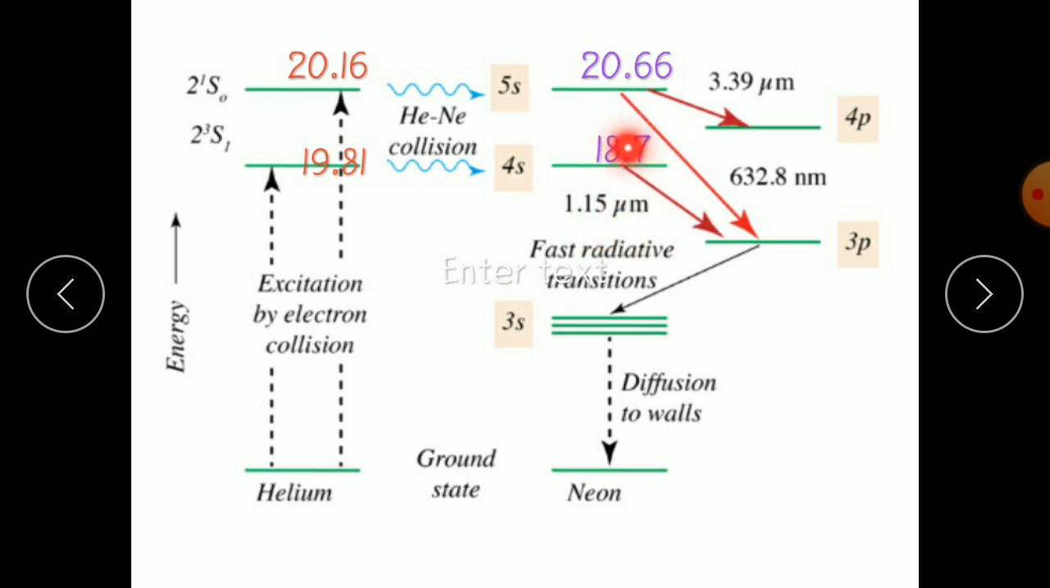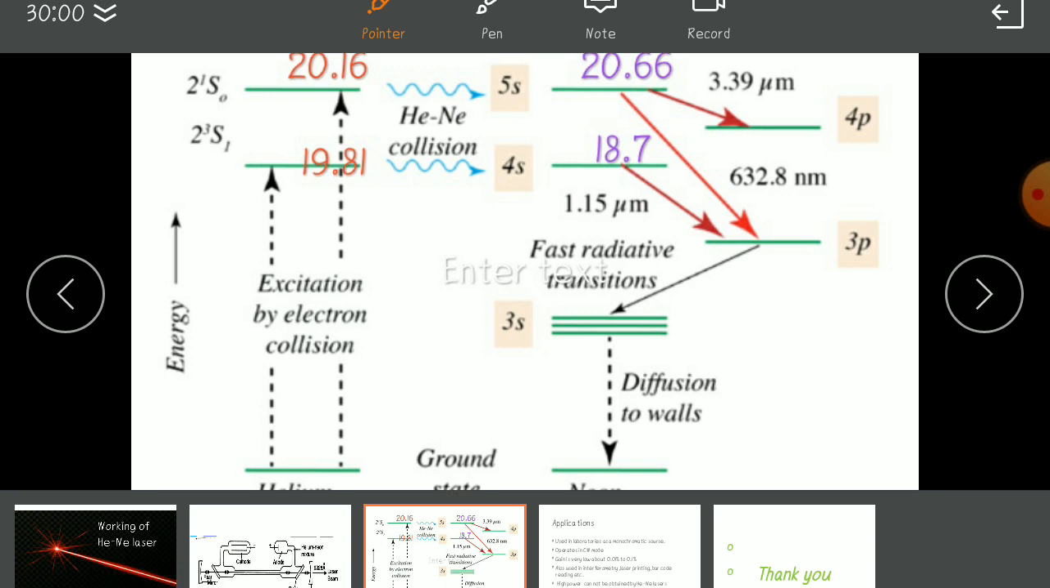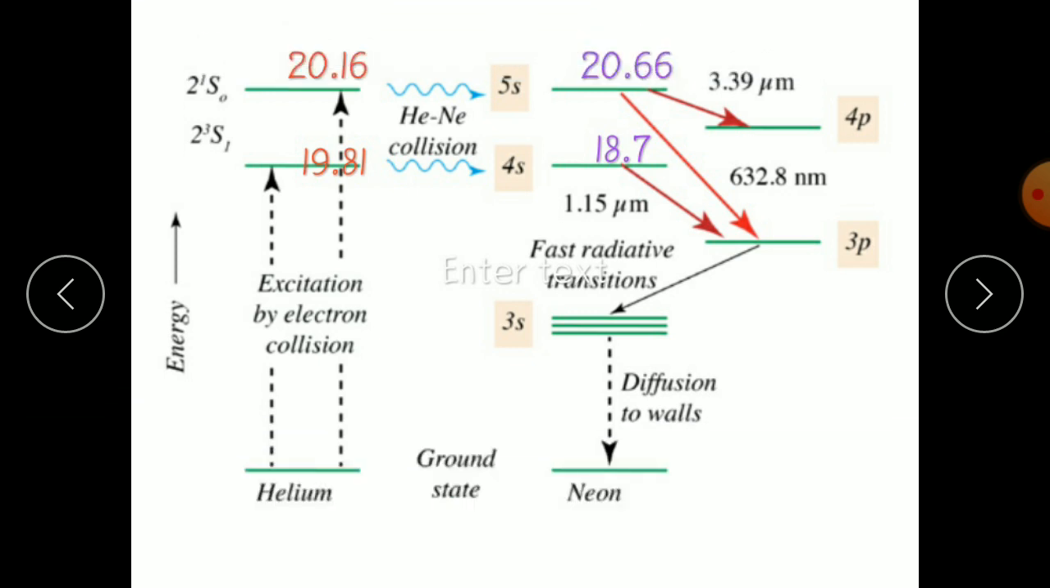So these are the wavelengths emitted by these three transitions. Out of these three transitions, the 5s to 3p transition is dominant, and that transition emits the wavelength of 632.8 nanometer. Again, this 3p level loses its energy. This transition takes place fast, and that is why it is called a fast radiative transition, and the atoms come to the 3s level of the neon atom.